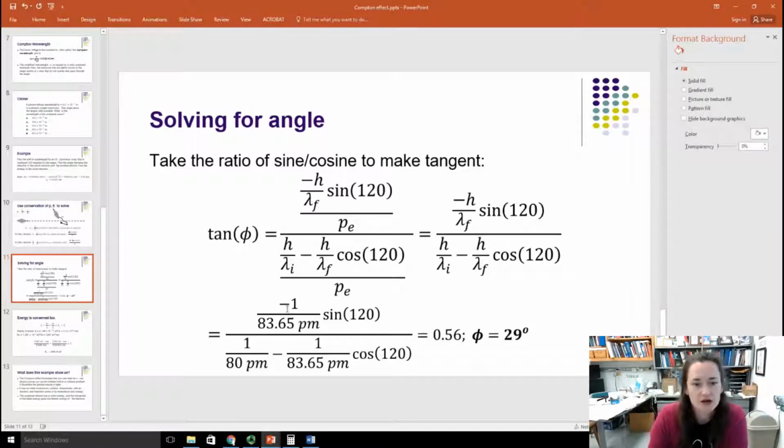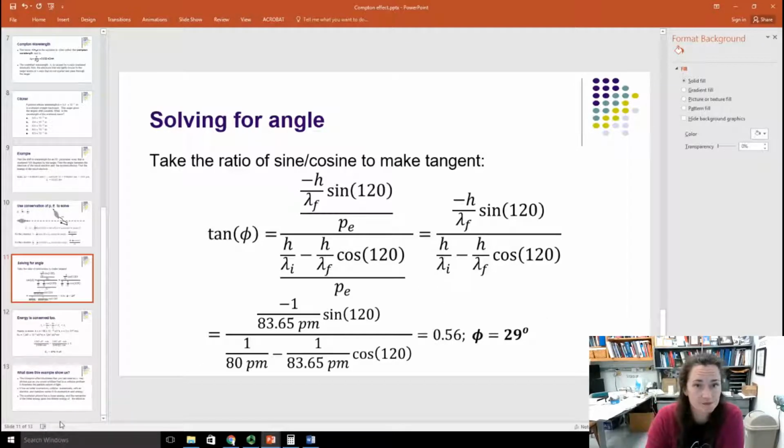So I've got here minus 1 over 83.65 picometers times sine of 120, divided by 1 over 80 picometers minus 1 over 83.65 picometers times the cosine of 120. When I do that, I get that ratio, and it's 0.56. And that gives me a phi of 29 degrees. So I've solved for the angle of my scattered electron, which was one of the things it asked me for in that original problem.